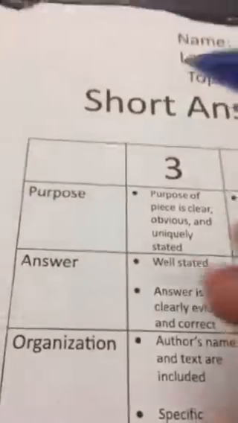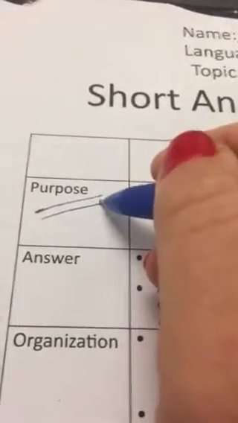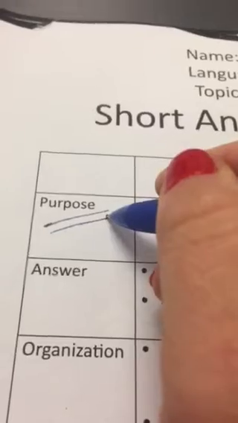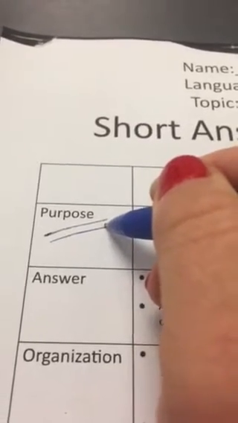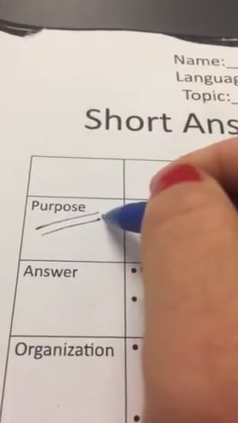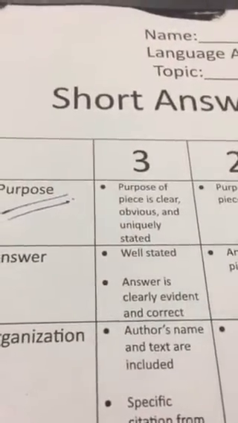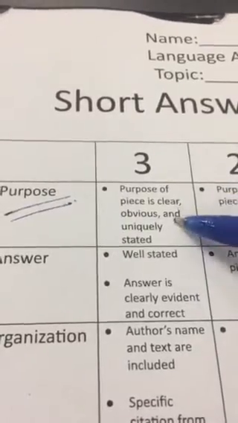We're going to put this aside for a minute because I'm going to look at our short answer rubric. And the first thing I want to look for is this purpose. This, many times, is the most difficult part for students to grasp, but I find it to be one of the easiest things to get started. So once you get a handle on this, I think you're going to fly through this. The purpose, and we're only going to look at level 3s here, the purpose is clear, obvious, uniquely stated. Okay? Then you're going to answer the question.